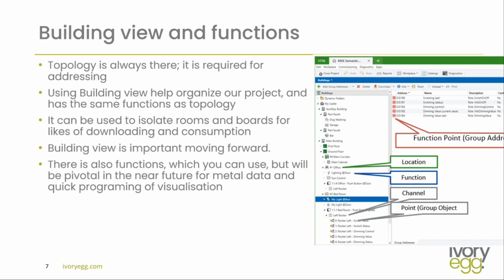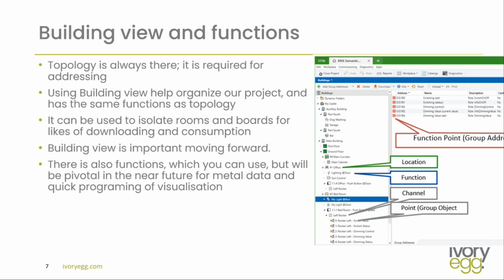Using building view will help you organize your project, and it has the same functions as topology. So you can do downloads, you can do device info, you can do all of that stuff. You can do both of them from both windows, whether it's topology or building view. It's just much easier and simpler to look at it in building view. It can be used to isolate rooms and boards for the likes of downloading. So again, in ETS, if I wanted to download to the whole room, I could not click on the device just to download it. I could click on the whole room and download the room. I could click on the whole floor and it'll line up every device on the whole floor and download.